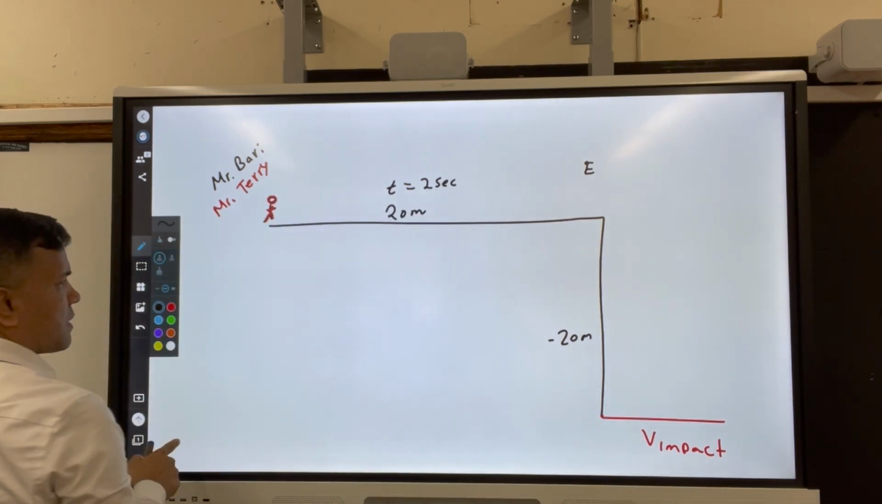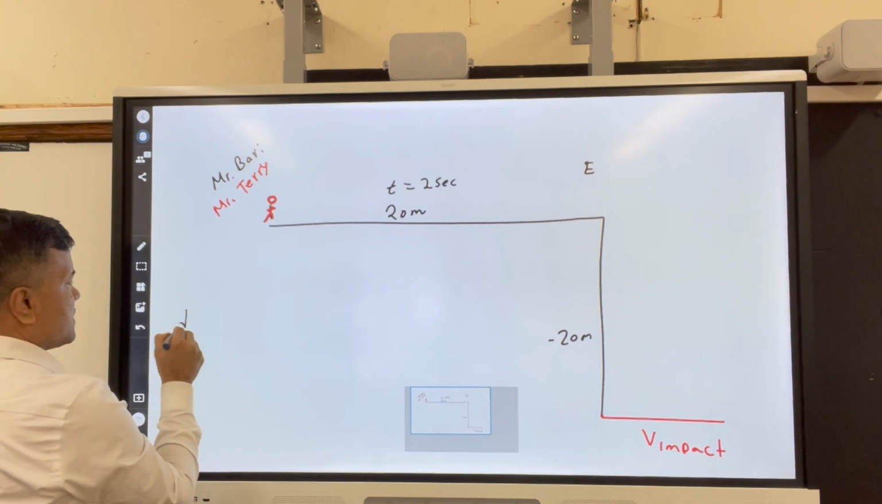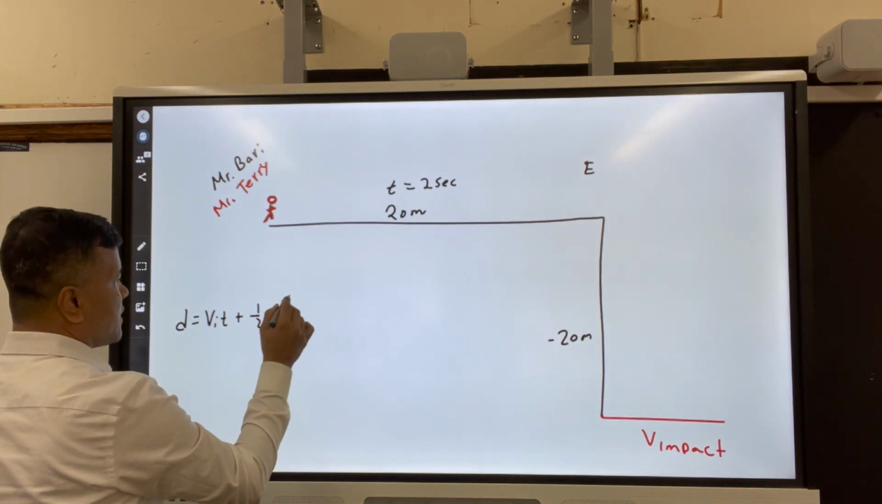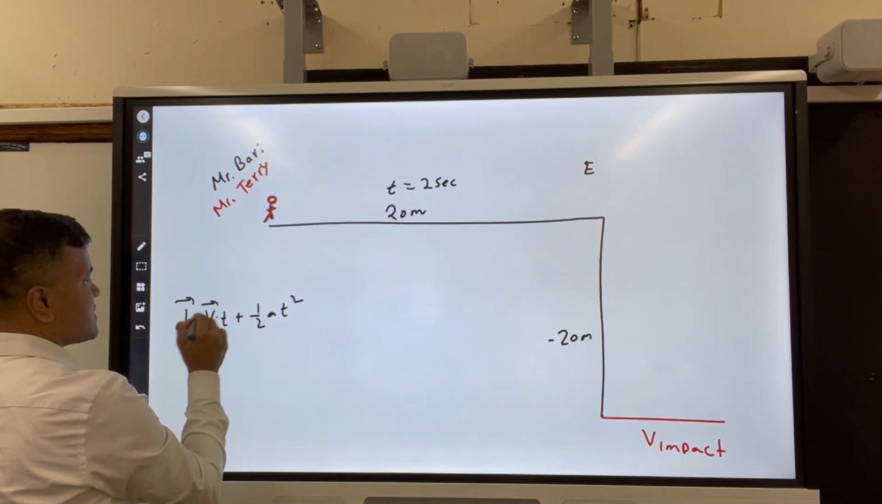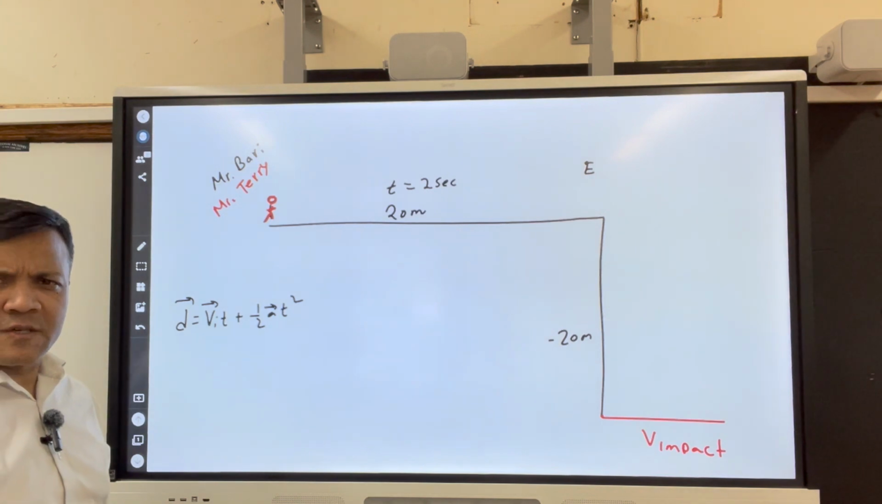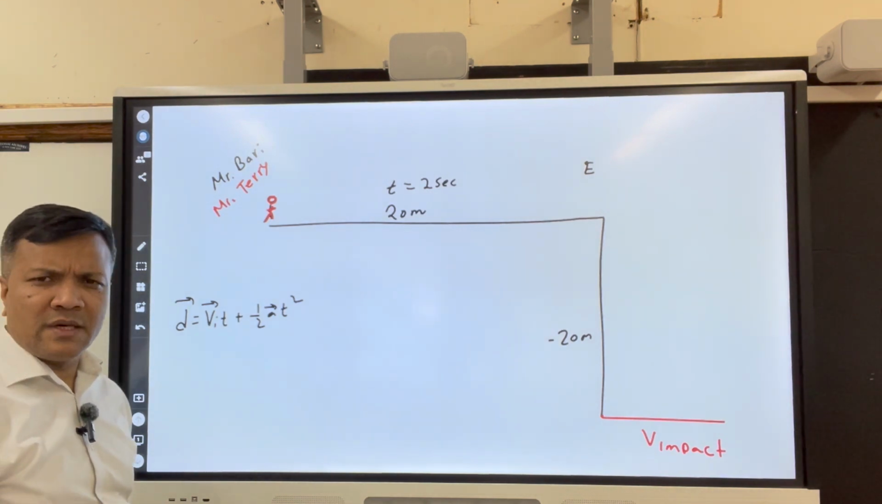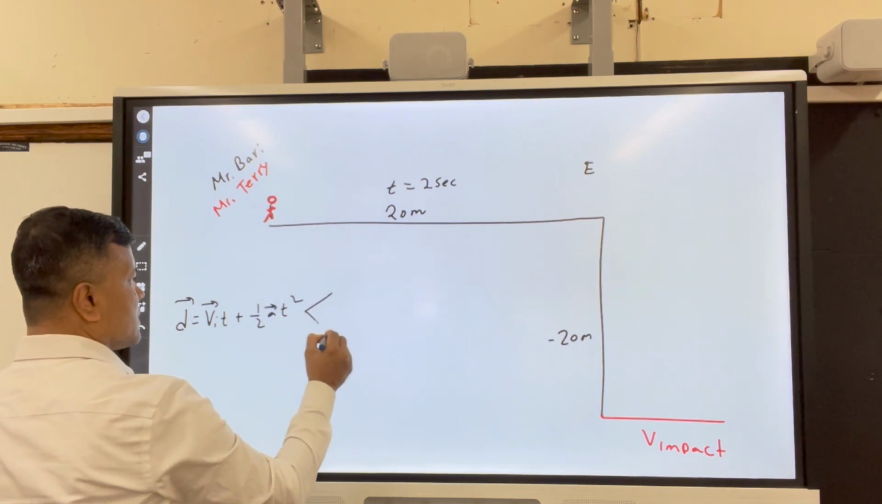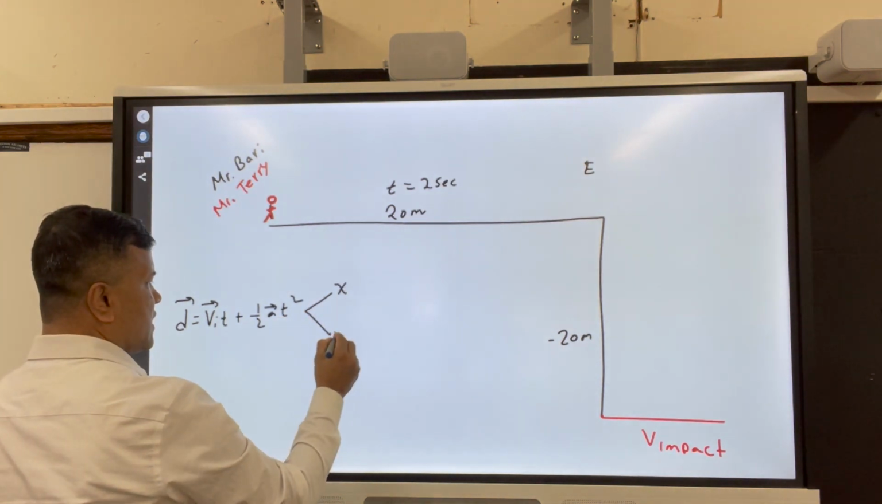Before I go over the problem, let me study the equation. d is equal to vit plus half at squared, right? This is a vector, this is a vector, this is also a vector. There are 4 quantities over here. 3 of them are vectors and only one of them is a scalar. Okay, from this you can get the x direction and the y direction.